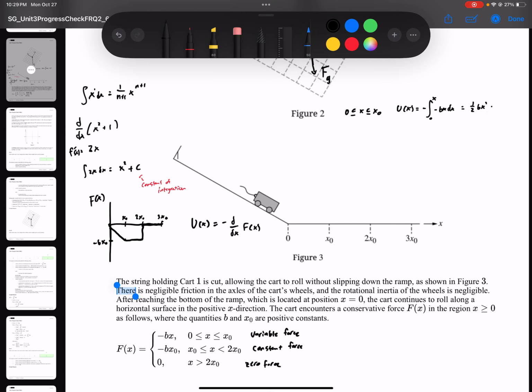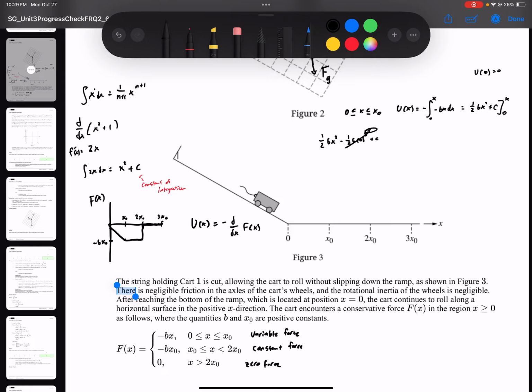So I have 1/2 bx squared plus c, and I'm going to evaluate this integral from 0 to x. My initial condition is that at x equals 0, the potential energy is 0, and we're going to see how that plays a role here. Evaluating from x equals 0 to x equals x, I have 1/2 bx squared minus 1/2 b times 0 squared, and let's not forget our plus c term. The second term is just 0, so I just have 1/2 bx squared plus c.